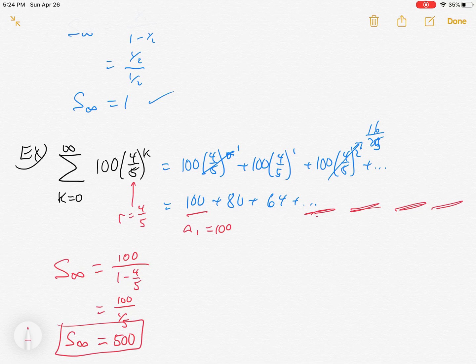Exactly 500. Crazy, because beyond this 64, we're going to have decimals. And the decimals are going to get insane. But they will get closer and closer and closer to 500. So if you were to do, say, 10, 15, I don't know, 20 terms, you're going to see 499 point something, something, something, probably by the 15th term.